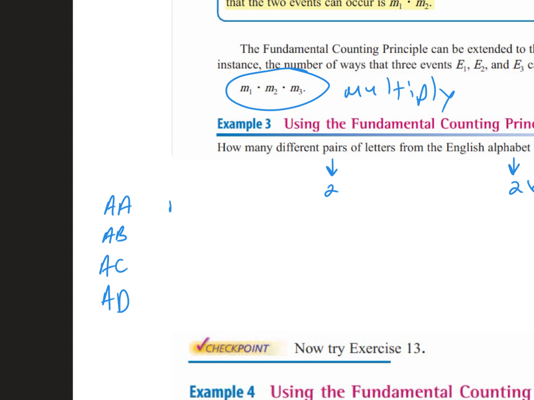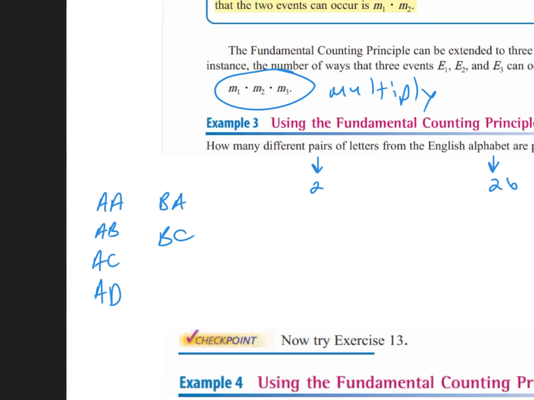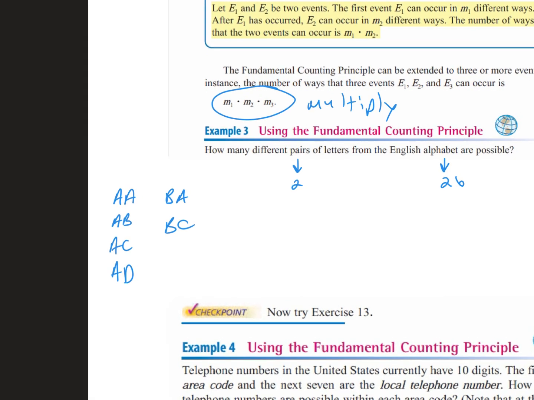But then you could also have B with A, B with C. That's not the same as A with C. You understand what I'm saying? It would be impossible for you guys to list out all of the different possibilities and count them all. You're going to miss some. You're bound to miss some. So this is how we're going to solve these. We're always going to think about possibilities. Always, I want you to think about possibilities.